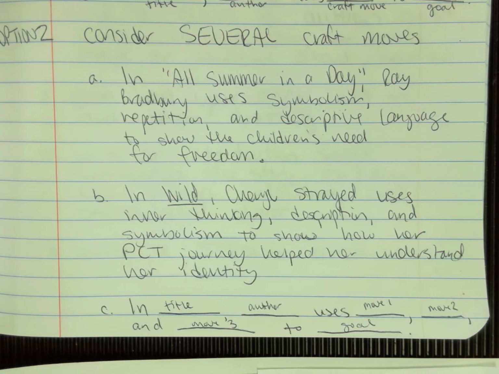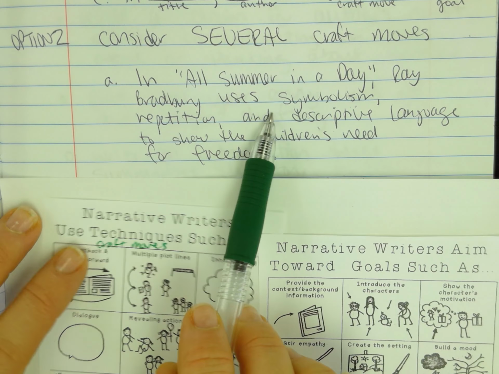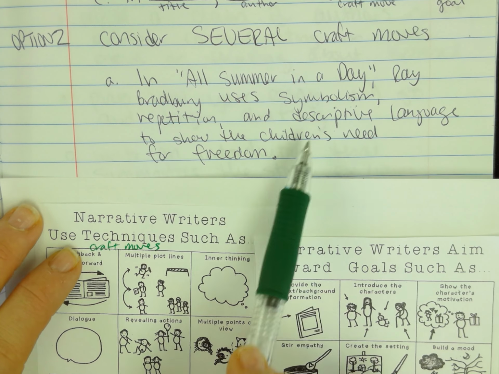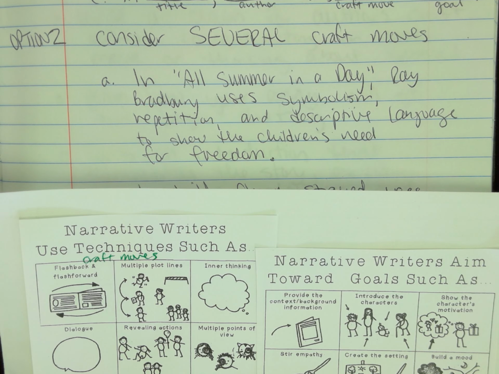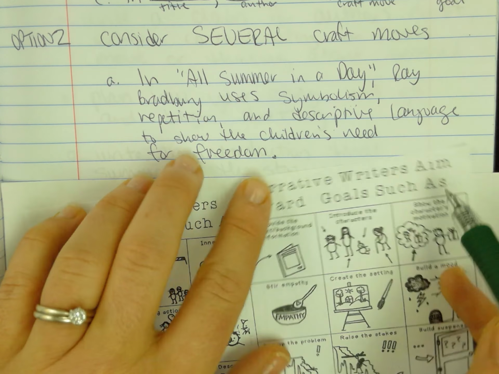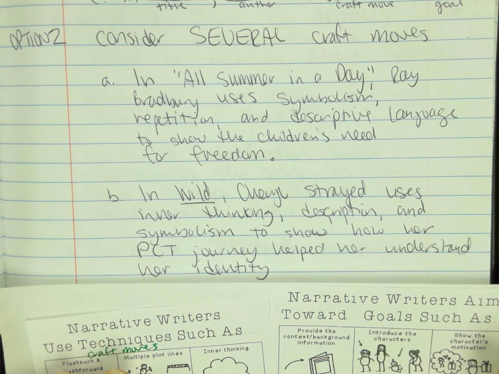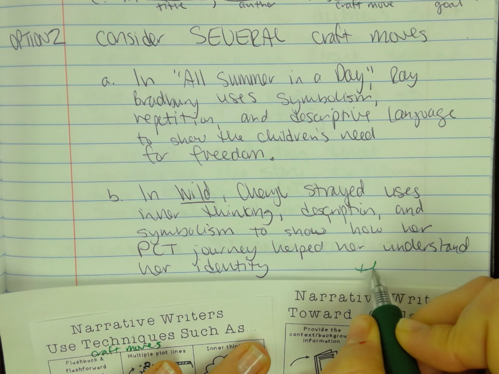Or you consider several craft moves. So here's an example. In All Summer in a Day, Ray Bradbury uses symbolism, repetition, and descriptive language to show the children's need for freedom. That's the goal would be character's motivation there, I think. Or in my book, in Wild, Cheryl Strayed uses inner thinking, description, and symbolism to show her PCT journey, how her PCT journey helped her understand her identity. This is theme, the goal of theme.